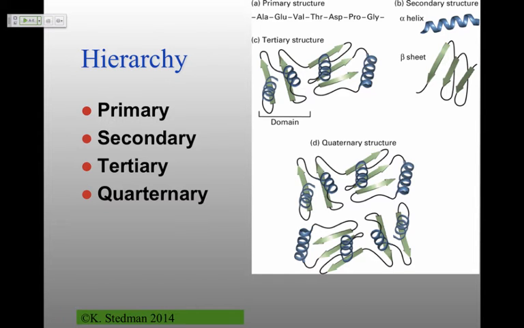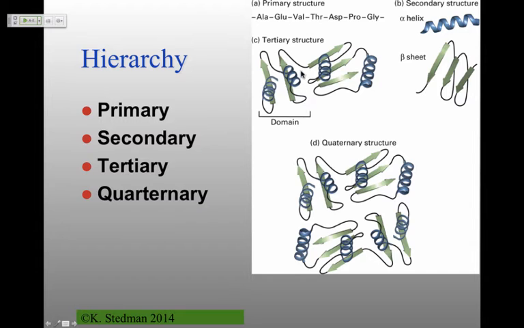Protein structures, switching gears a little bit here. Primary structure is just the sequence of the individual amino acids. How those come together is your secondary structure. This is interactions between backbone atoms, not between the side chains. Between side chains is what you get to get domains. This is our tertiary structure.